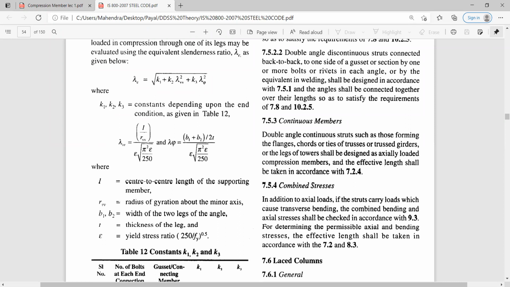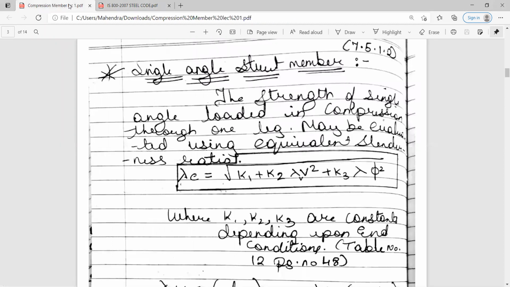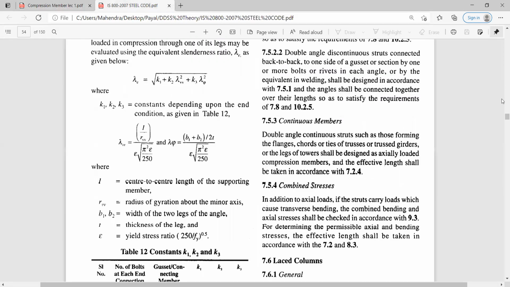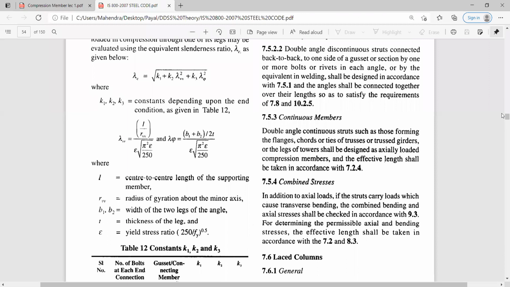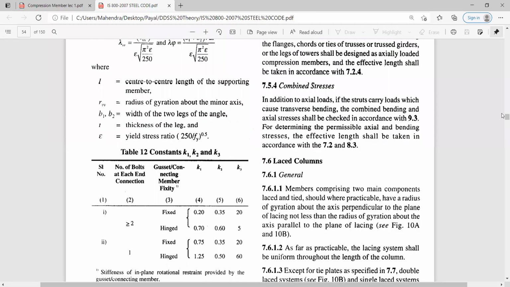The clause number 7.5.1.2 is for the calculation of the slenderness ratio for this single angle strut member. If you want to calculate the value of lambda for a single angle strut member, you have this clause, that is 7.5.1.2. And again t is nothing but the thickness of the leg, epsilon is your stress ratio, and b1 and b2 are the widths of the two legs of the angle. As you know, any angle has two legs, so b1 and b2 are the widths of those legs.